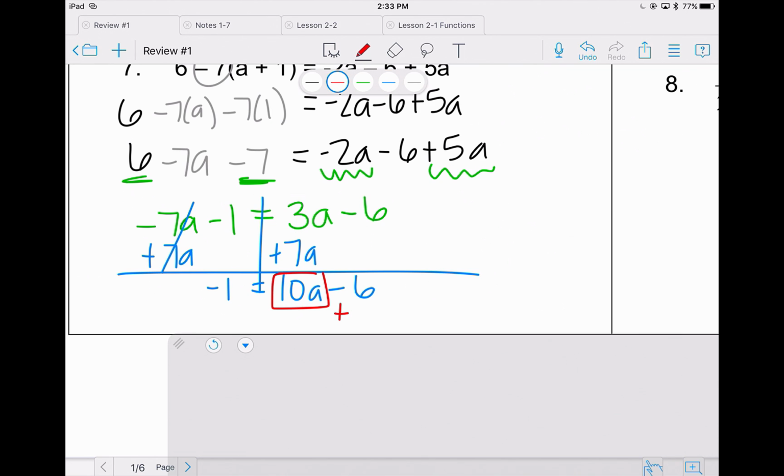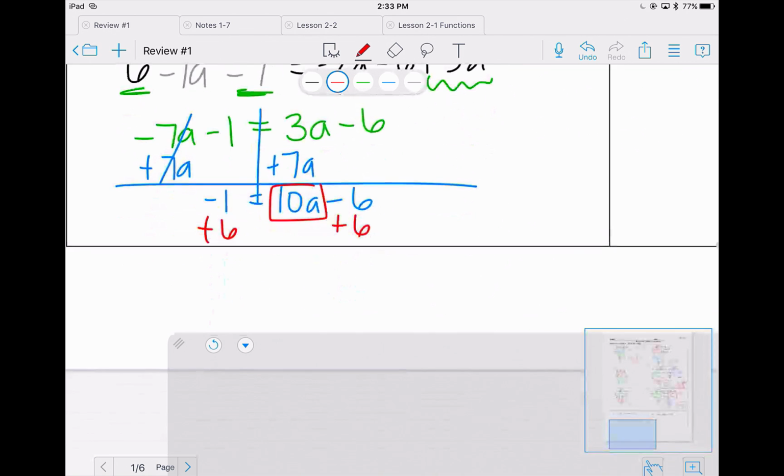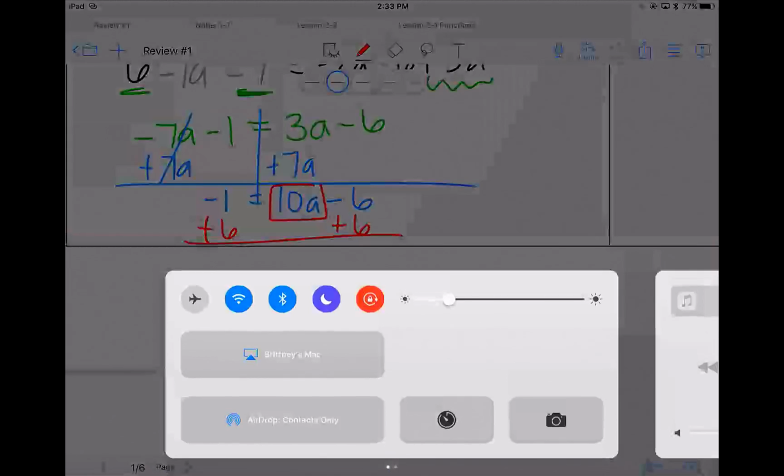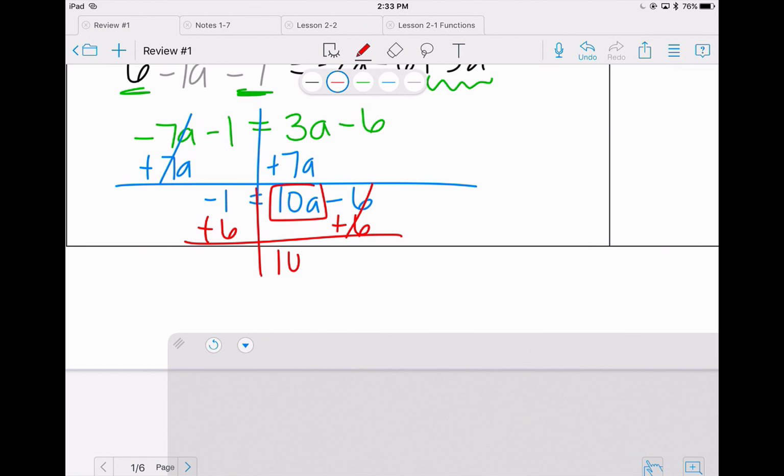Move the 6 by doing the opposite, so we add 6 to both sides. Remember, if you struggle with negatives, use your calculator. So 10a equals -1 plus 6 is 5. And then last step, divide by 10. Be very careful here. 5 divided by 10 is 1/2.